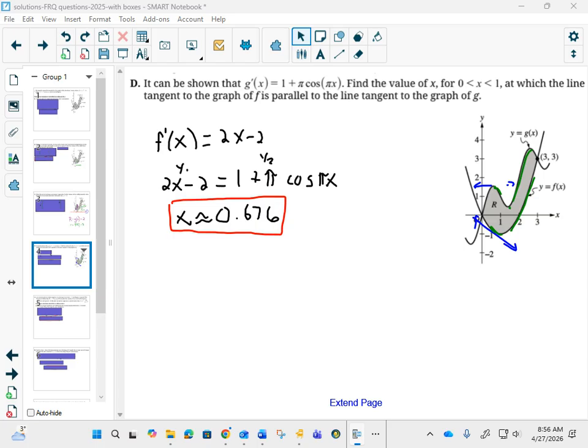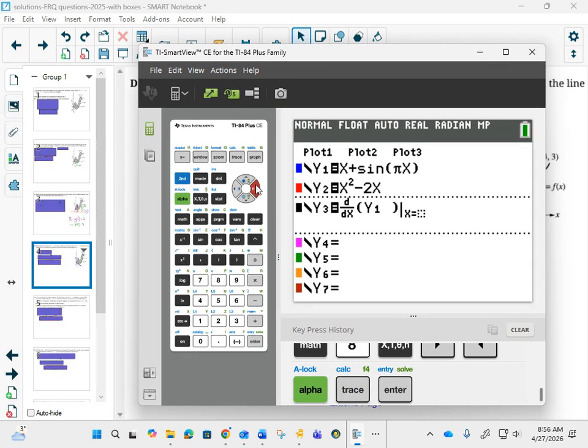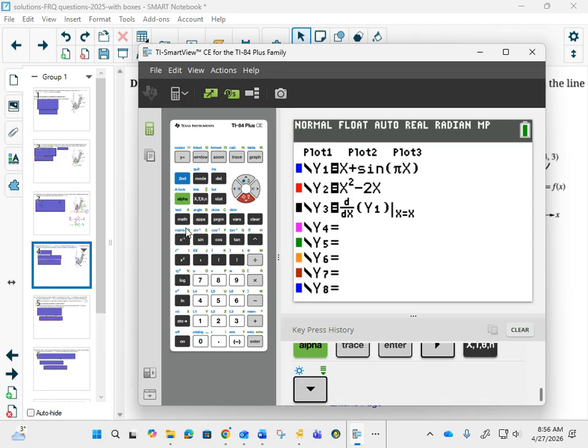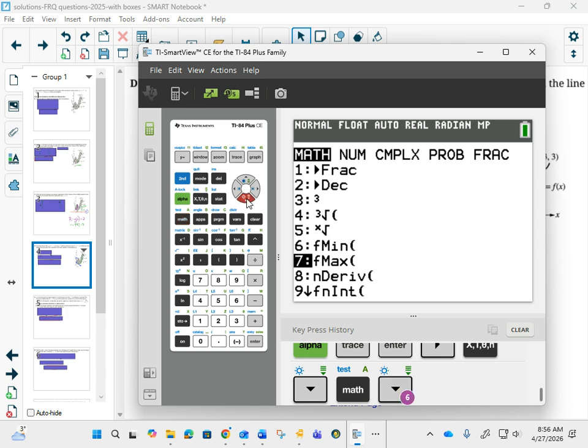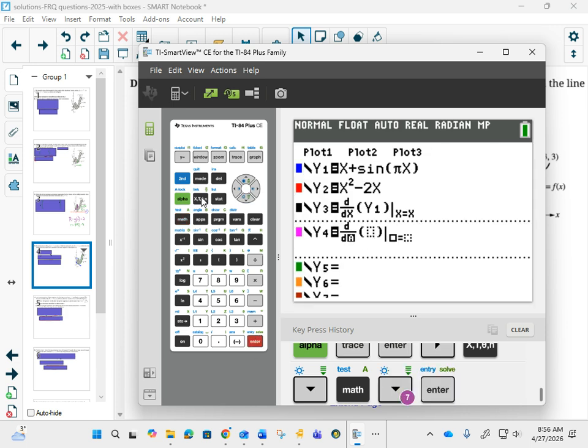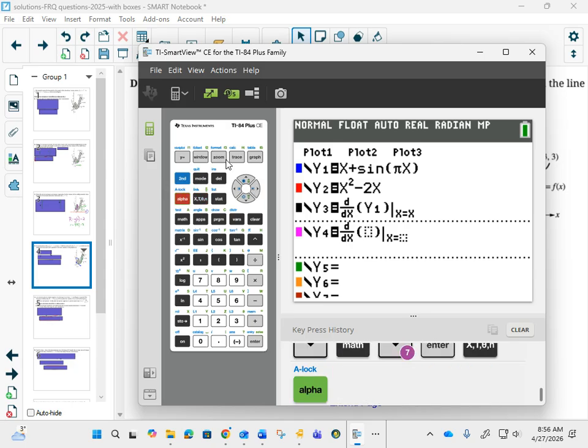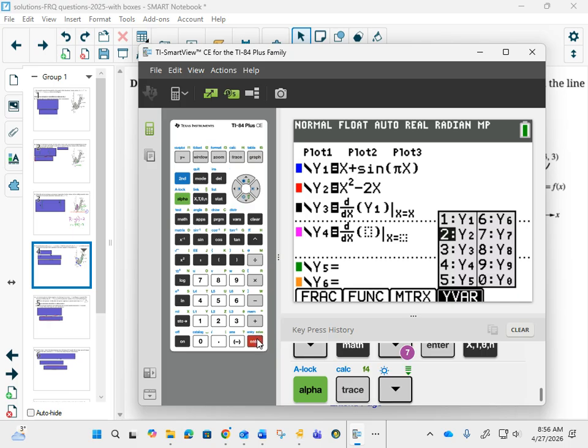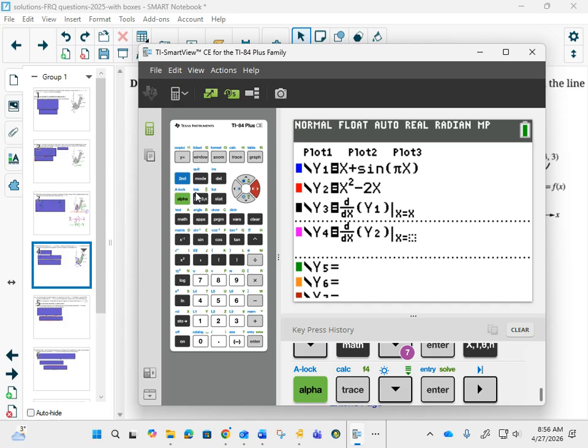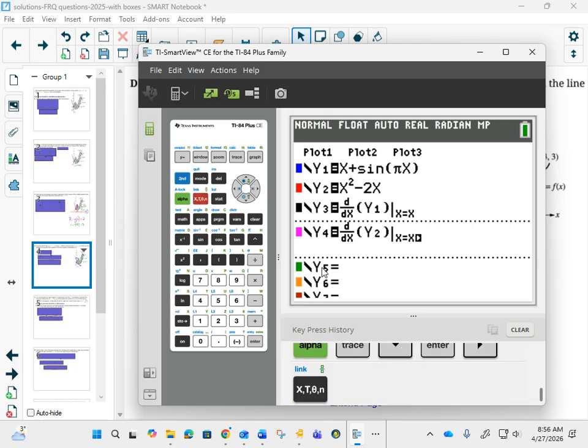All right, I'm going to play around with my calculator a little bit here, see if it likes this. So I'm asking my calculator to find the derivative with respect to x of y1, and y2. What I'm saying in y3 and y4 is find the derivative of y1, evaluate it at all values of x. Find the derivative of y2, evaluate it at all values of x.